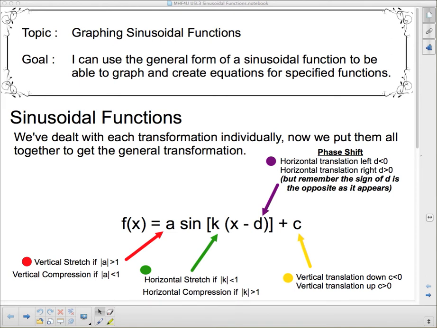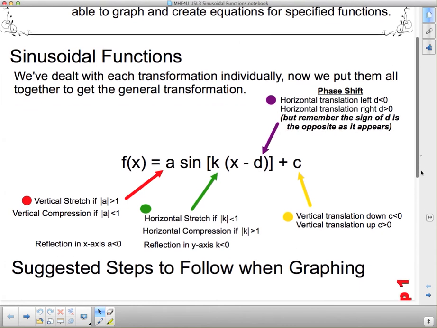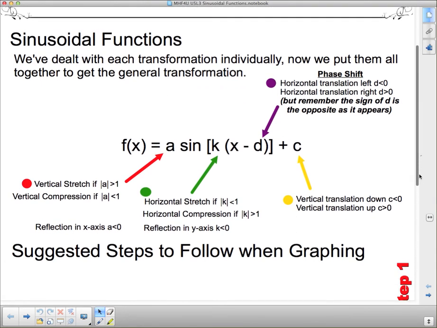Now, we're going to start with the general transformation, and this is not anything new. These transformations we're talking about are the same transformations that have been going on since we started work with parabolas in grade 10. So we're just going to take a look at them here.